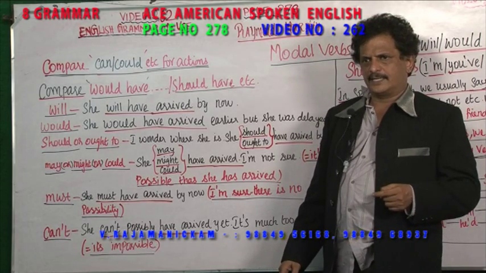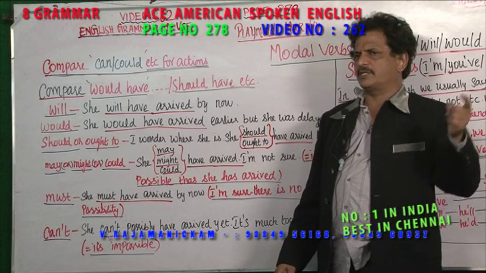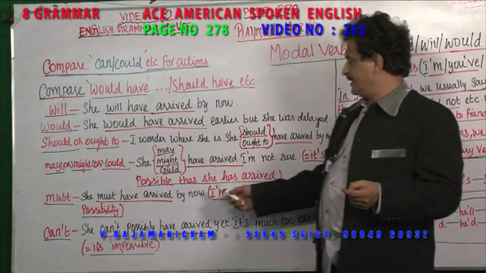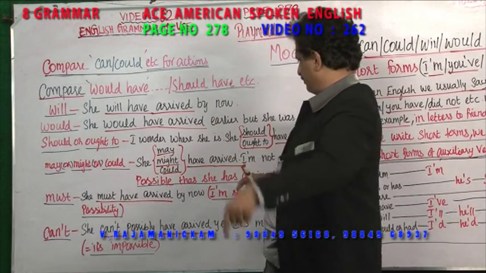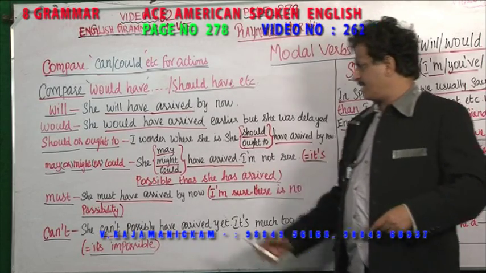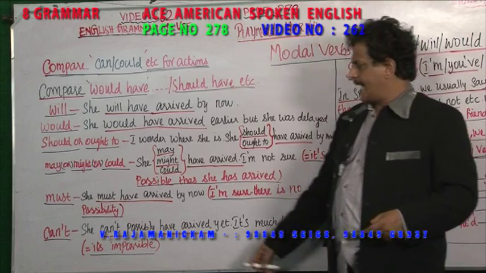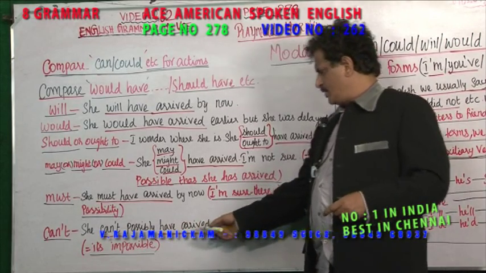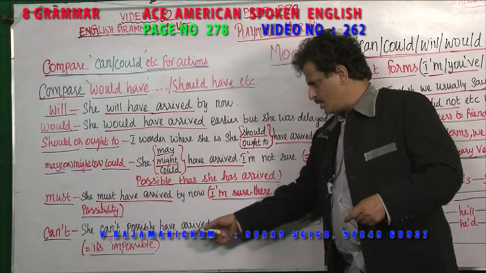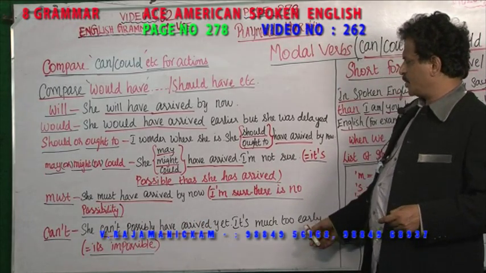So the flight is exactly at 7:30. The time is 7:40, then you say, "She must have arrived by now." By this time, 7:50, she must have been there. I am sure there is no possibility otherwise. She must have arrived by now. She can't possibly have arrived yet. It is much too early.